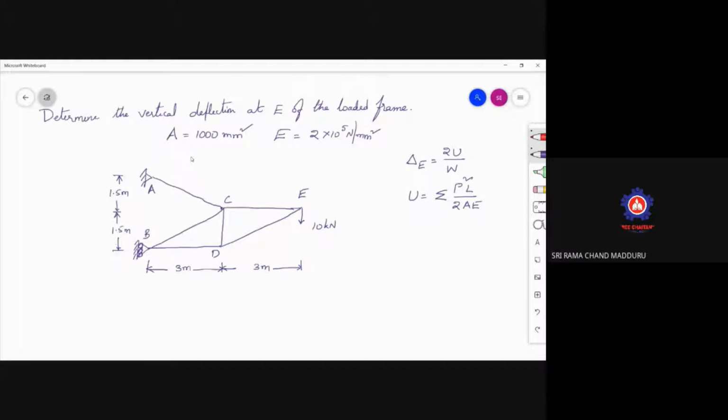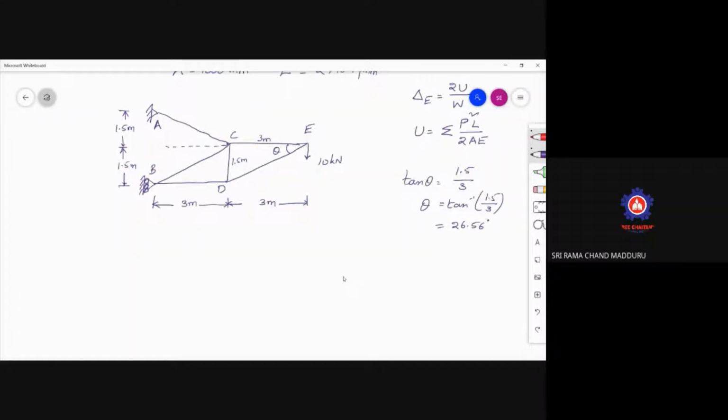So what is meant by P here? P is nothing but the tension or compressive force in the entire frame. For each individual member, we have to calculate the force in the member, whether it is compression or tension. If it is tension, keep it as positive. If it is compression, keep it as negative. So for each and every member, we need to calculate the force. You have to use either the method of joints, tension coefficient method, or method of sections. The easiest way is to go with the method of joints.